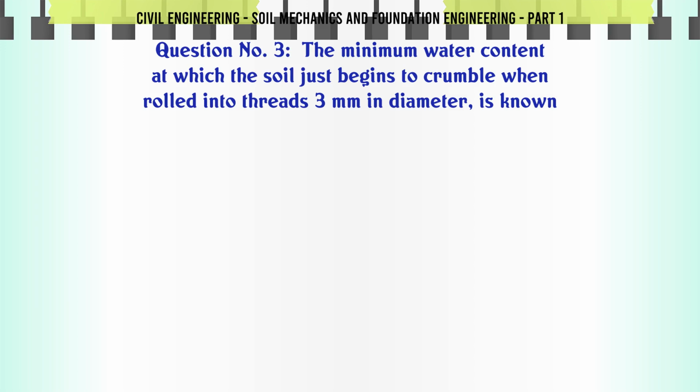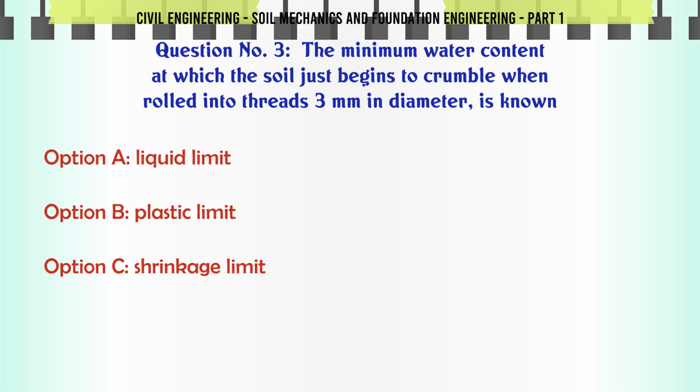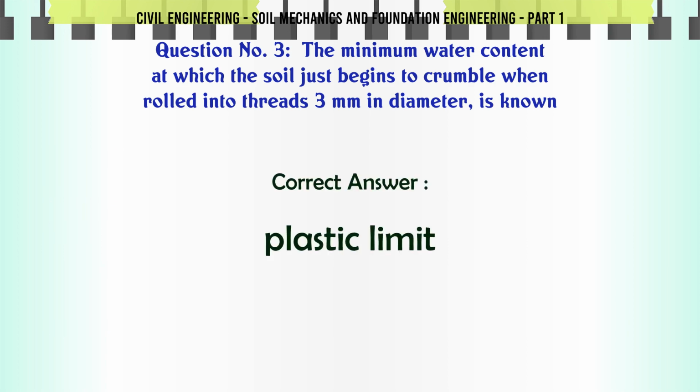The minimum water content at which the soil just begins to crumble when rolled into threads 3 mm in diameter is known as: A. Liquid limit, B. Plastic limit, C. Shrinkage limit, D. Permeability limit. The correct answer is plastic limit.